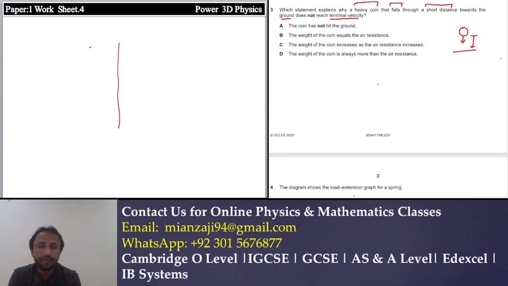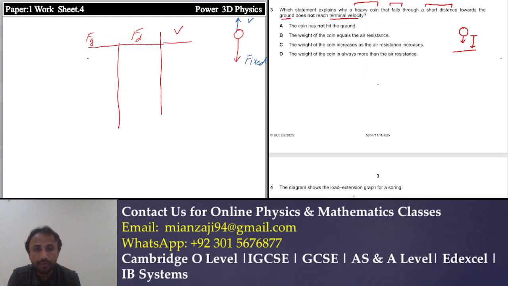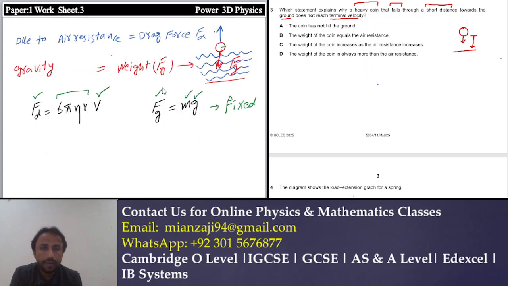First of all, let's say this is the weight force, and this is the drag force, and this is its velocity, and the coin is falling downward. The upward force is due to air resistance, a velocity dependent force, and the weight is a fixed force. So I can write, let's say the weight of this coin is 10 Newton. Let me assume some points here for better understanding.